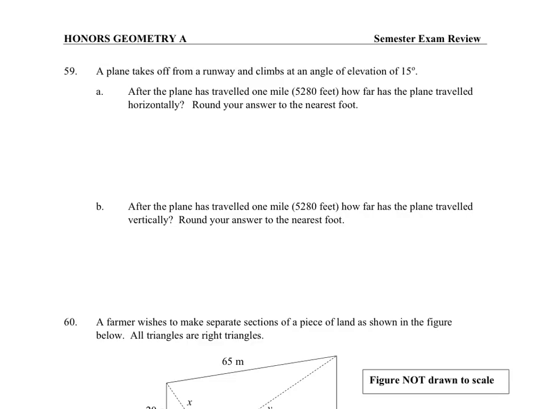Question 59. A plane takes off from a runway and climbs at an angle of elevation of 15 degrees. So we've got this runway, the plane takes off, and we have an angle of elevation of 15 degrees. After the plane has traveled 1 mile, which is 5,280 feet, so that's how far the plane has traveled, we want to know how far the plane has traveled horizontally. So how far have we gone horizontally?